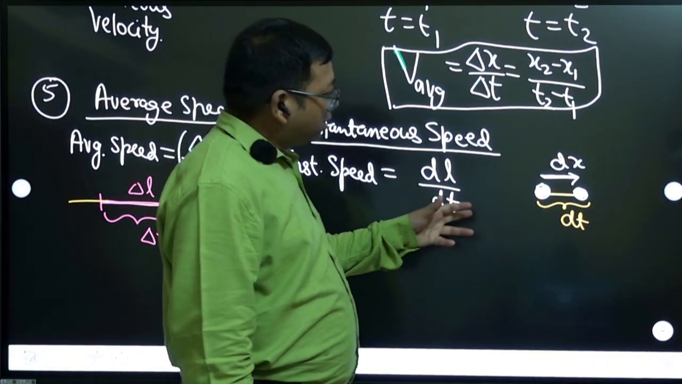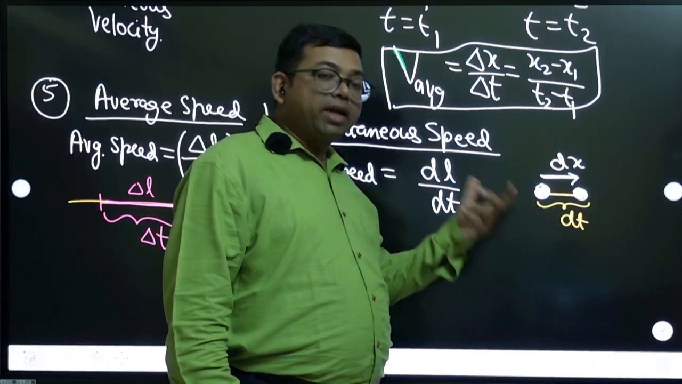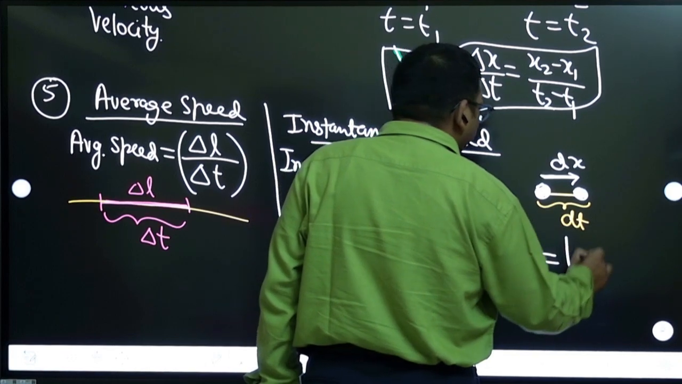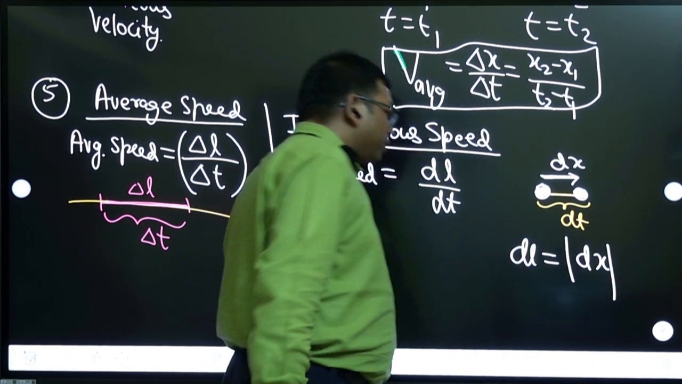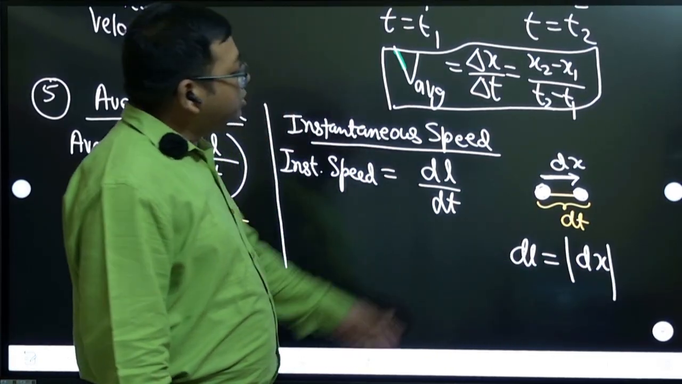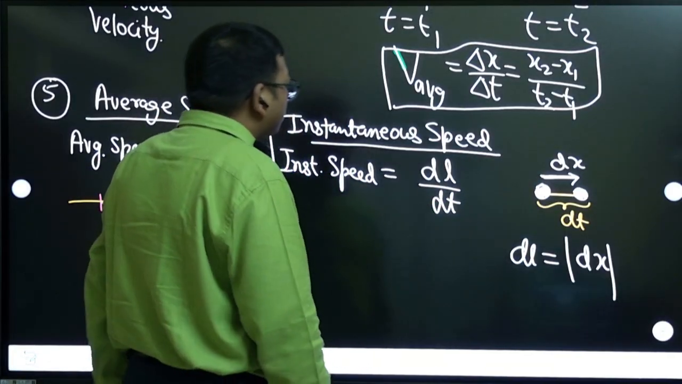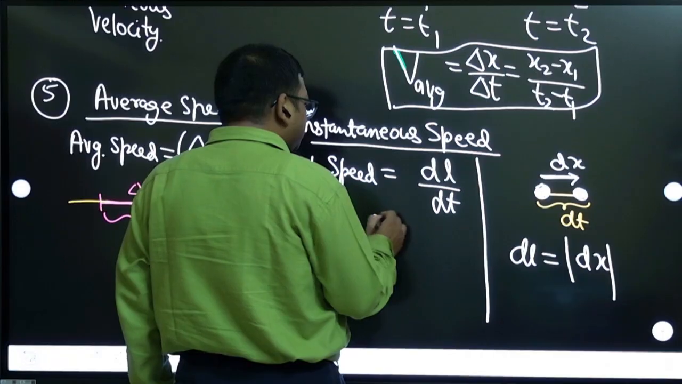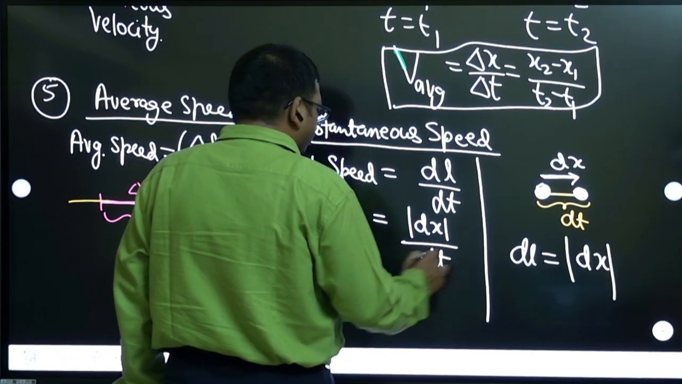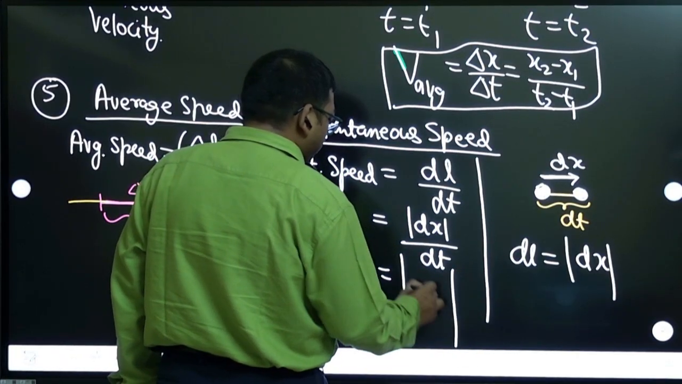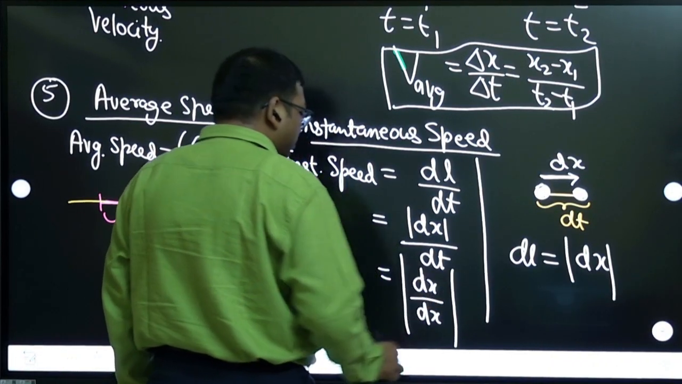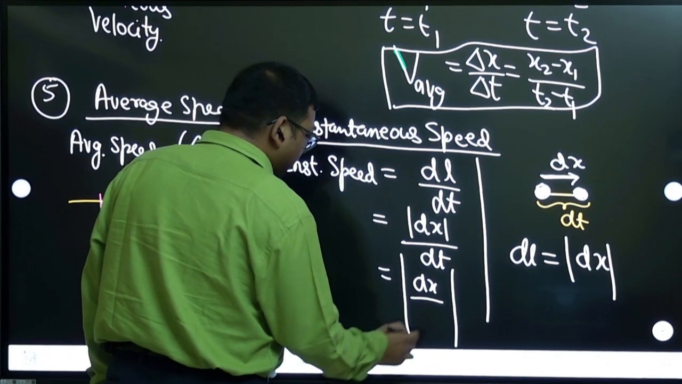But I want dl, I want magnitude. So dl is nothing but the magnitude of dx. This we have to understand, because this is the length and that is the displacement. Of course, it is a very small time. So this instantaneous speed I can write as magnitude of dx by dt. And note, what is dx by dt?